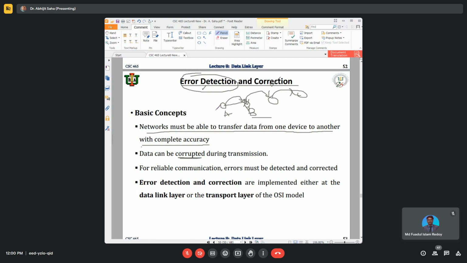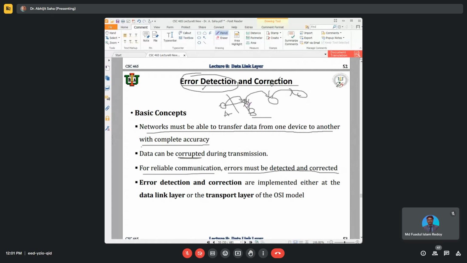When you are sending a frame from one node to another node, there can be some error in the channel. The error can be noise, network issues, or link issues; there can be several issues. So the data needs to be corrected before reaching B. For reliable communication, errors must be detected and corrected.